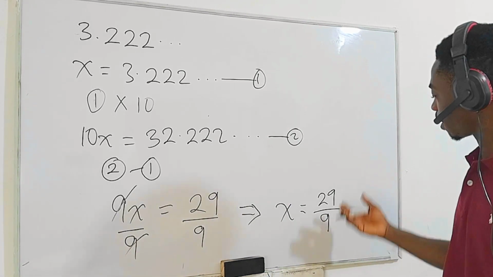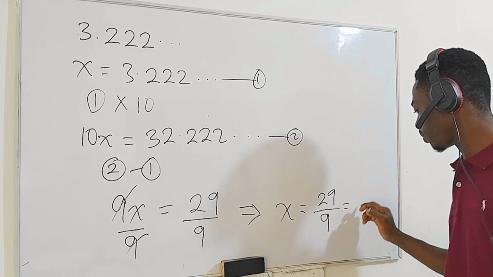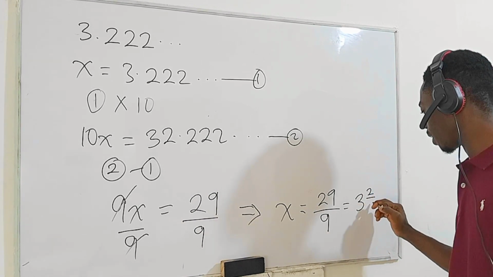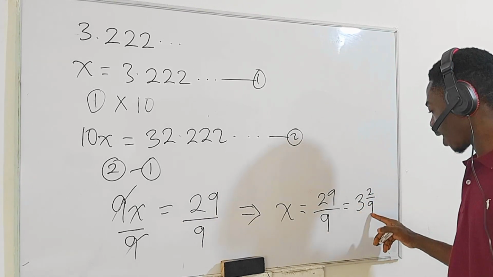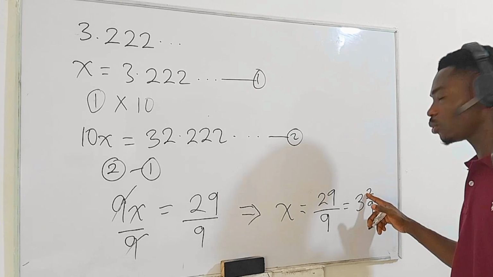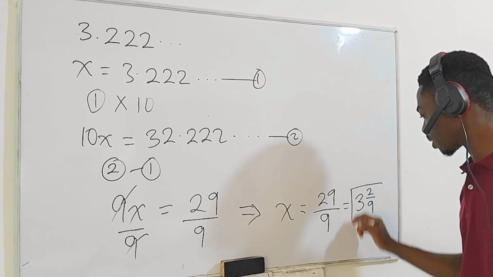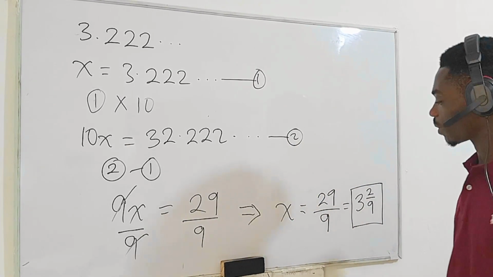Of course, we can change this one to a mixed number, which is obviously 3 whole number 2 divided by 9. 9 times 3 is 27 plus 2, 29. 29 over 9. So that is our answer right there.